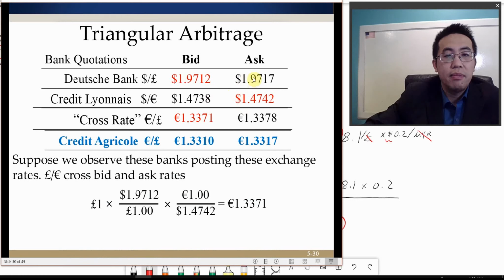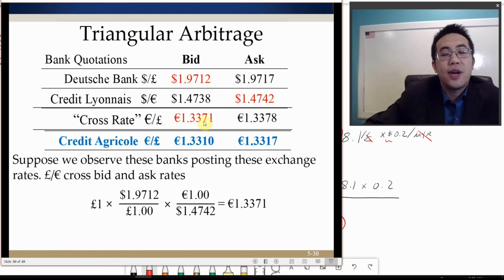And then you do the same thing, 1.9717 divided by 1.4738, you will get 1.3378. So that's the pound price divided by the euro price. Then you will get the amount of euro per pound for the ask. Okay, you see, to get the ask, which is the higher one, you use the higher numerator and a lower denominator. And if you want to get the lower cross rate, then you will use the lower numerator and a larger denominator. So the red colors are within one system, and the black colors are within one system.